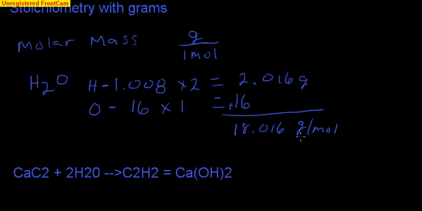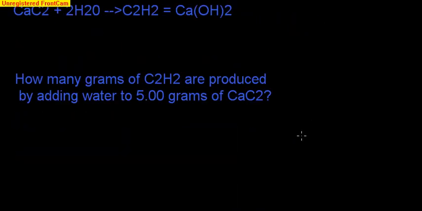So let's scroll down to a particular question. If we look at this balanced equation, we have CaC2 plus 2H2O yields C2H2, and this actually should be a plus here, so let's scratch that out and say plus, CaOH2. Our question says, how many grams of C2H2 are produced by adding water to 5 grams of calcium carbide? C2H2 is actually acetylene. It's a hydrocarbon gas, sometimes used in torches for cutting through metal.